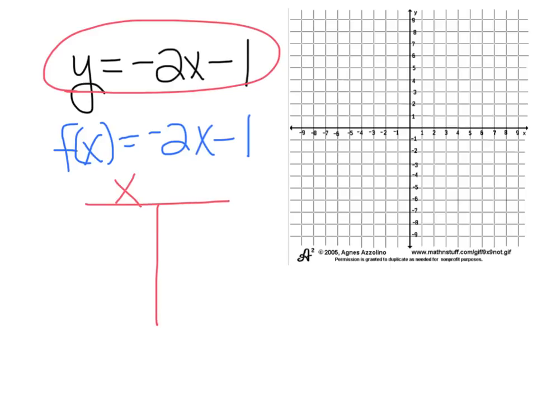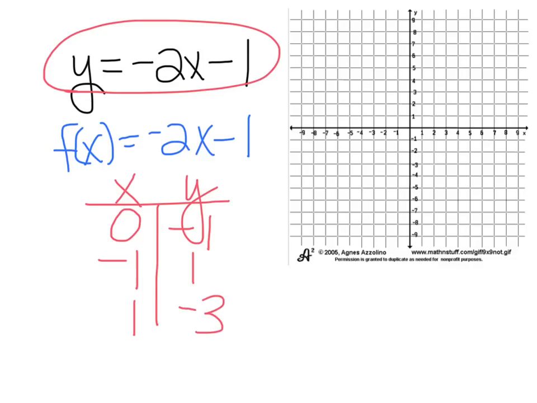We would have our x, which is our input or our independent variable or our domain, and we would come out with a y, the output, the range or the dependent variable. So if we put 0 in for x, we would get -1 for y. If we put -1 in for x, we would get an answer of 1. The y value would be 1. If we wanted to put 1 in for x, we would get -3 for our y.